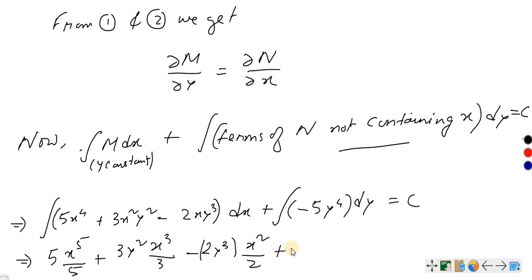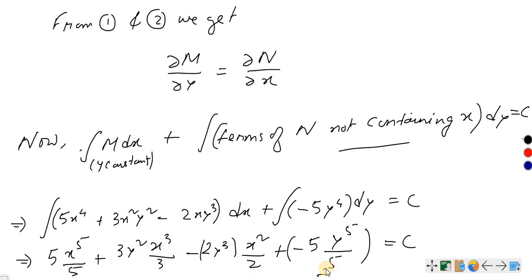Plus, here if you see, minus, okay, let me write minus in bracket only, 5, and the integration of y to the power 4 will be what? y to the power 5 by 5, okay, and this is equal to some constant c. So if you see, here 5 cancels out, here 3 cancels out, here 2 cancels out, and here again 5 cancels out.